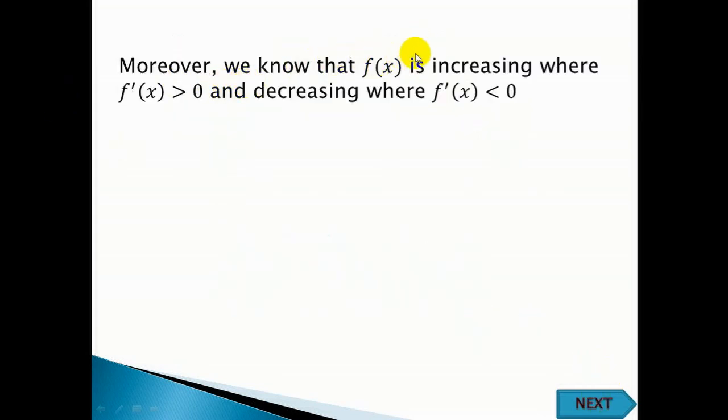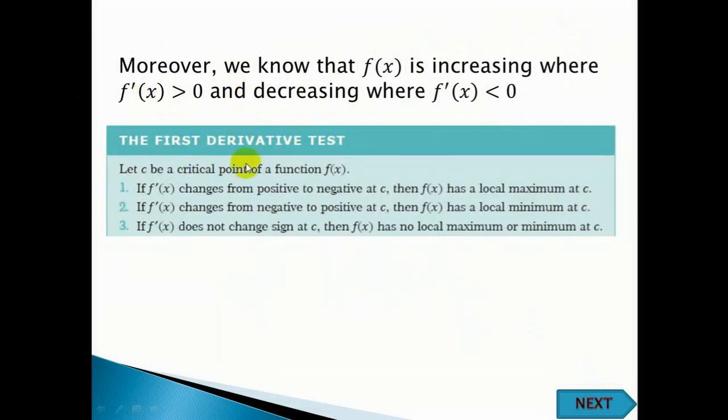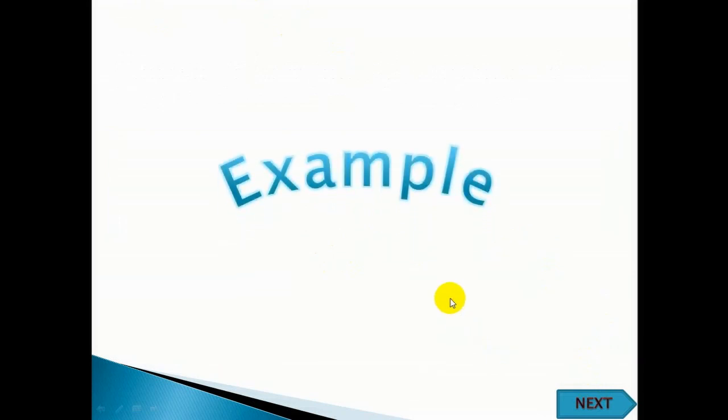Moreover, we know that f(x) is increasing where the first derivative is more than 0 and decreasing where the first derivative is less than 0. So the first derivative test: let c be a critical point of function f(x). So c is maybe the root, or when you take the first derivative, you get c. This is the same explanation as the third picture. So now we will talk about an example. Please enjoy my video.